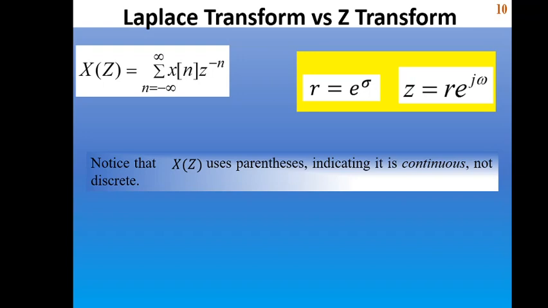In this equation, notice that the Z transform uses parentheses, which indicates that x of z is continuous and not in discrete form.